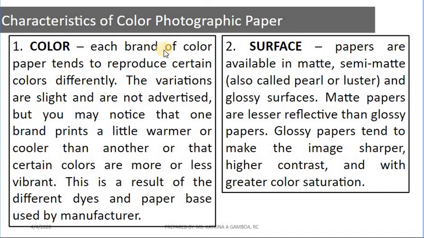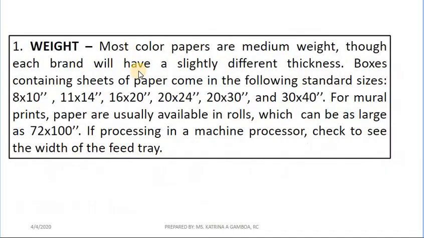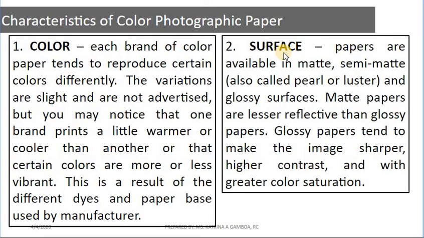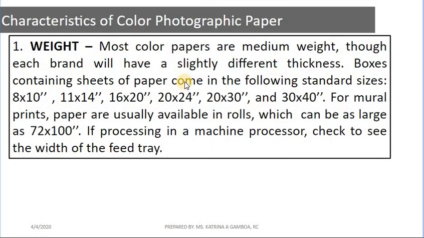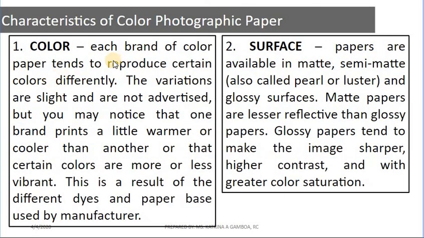So, what are the characteristics of color photographic paper? We have the color, surface, and weight. Tatlo lang naman siya. Again, color, di ba? Ganun lang din yan. Parang pareho lang siya ng black and white. So, each brand of color paper tends to produce certain colors differently. The variations are slight and not advertised. But you may notice that one brand prints a little warmer or cooler than the other or certain colors are more or less vibrant.